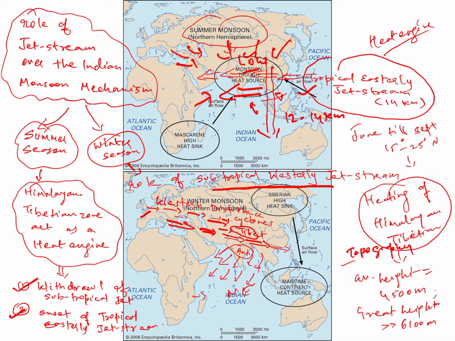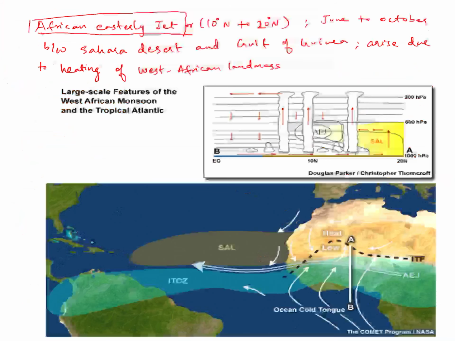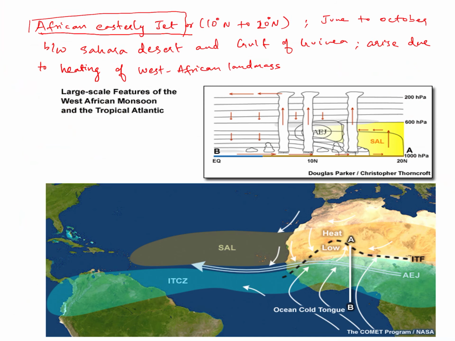See the details of this in the next class, also in the Indian monsoon chapters, guys. Okay, so are there any other jet streams? Yes, there are two low-level jet streams in the troposphere, in the tropical regions. One is called the African easterly jet stream, and the second is called the Somalian jet stream.